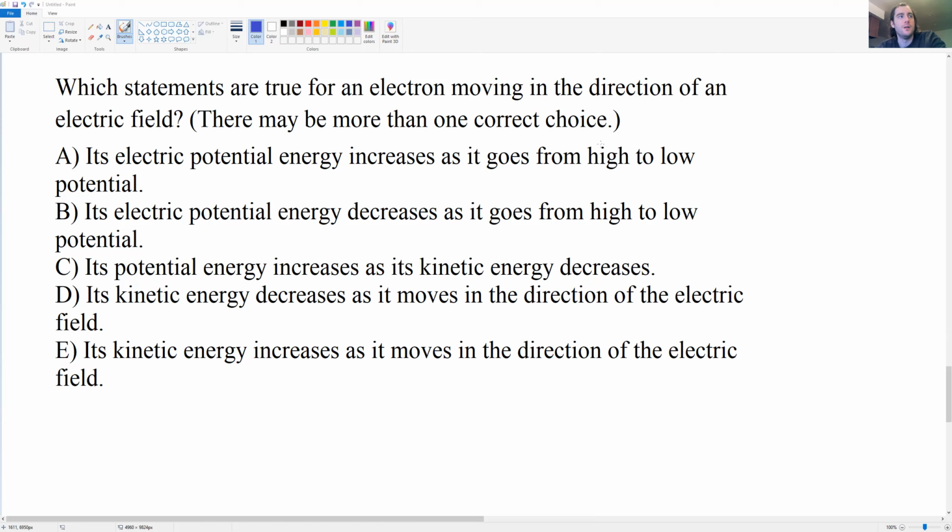I'll give you some time to think about that. If you're watching on YouTube, again, pause the video now and try to evaluate whether each of these statements is true or false. For your answer, you want to select all of the true statements. So if you think A, B, and C are true, select A, B, and C. Okay, we'll be back shortly.